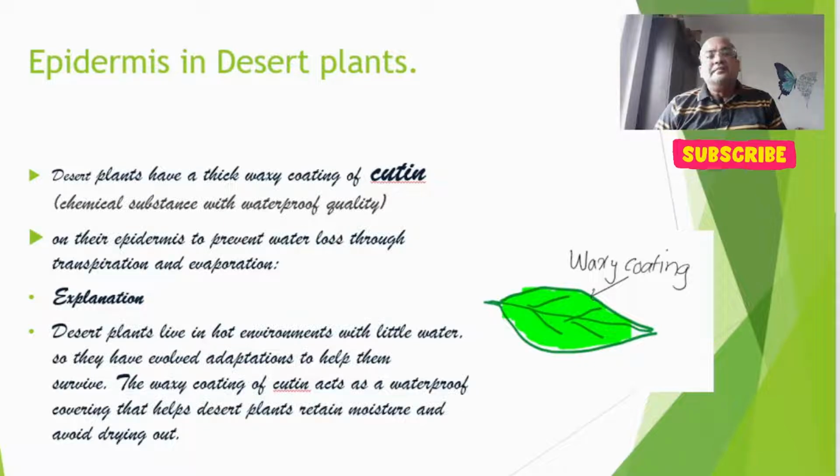Okay. Now let's see how this cutin helps in protection of this water. Desert plants live in hot environment with little water. So the water is a very important factor here. So they have evolved adaptation to help them survive. So that is the adaptation. The waxy coating of cutin acts as a waterproof covering that helps desert plants retain moisture and avoid drying out.